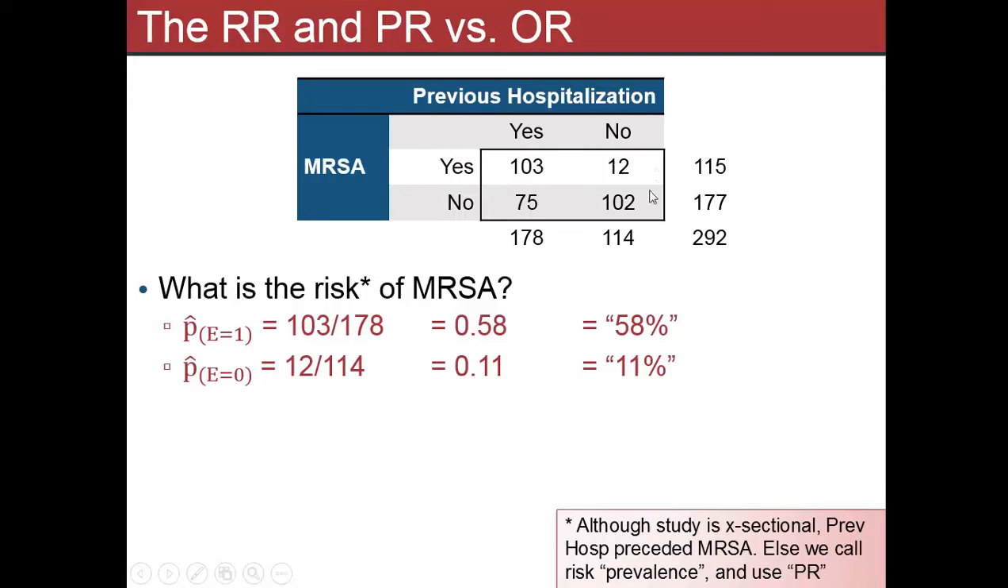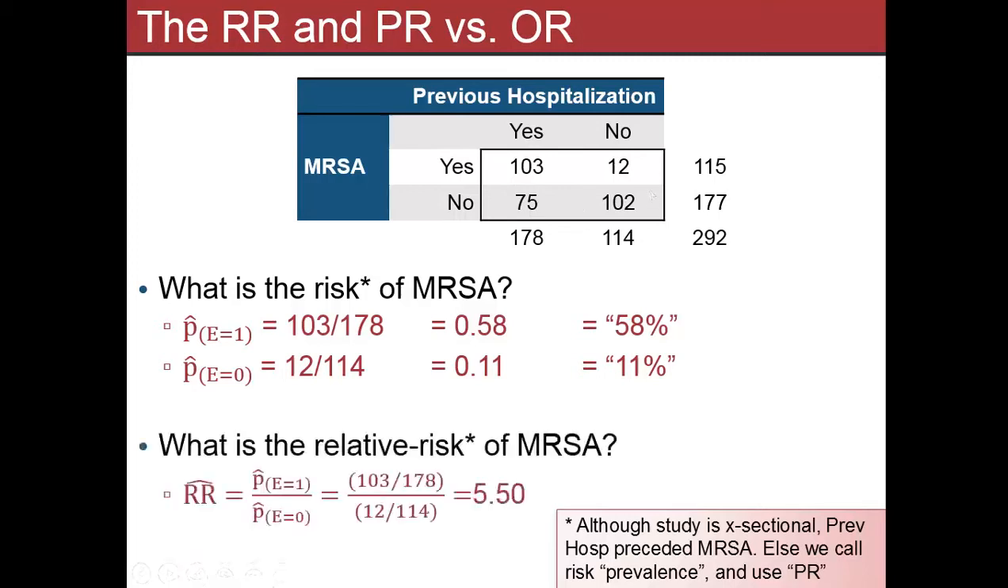Okay, so that's the risk. And you can compute this thing called the relative risk, the ratio of these two pieces, and that's 5.5. I'm using this notation here to mean risk. This is the estimated probability of the disease given your exposure is 1, that's why it's got the hat. I'm just writing it here generically. The risk of the disease given you're exposed is 58%.